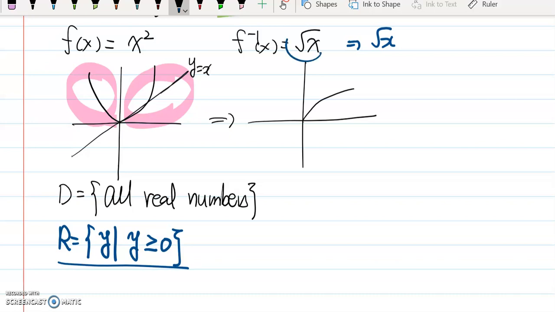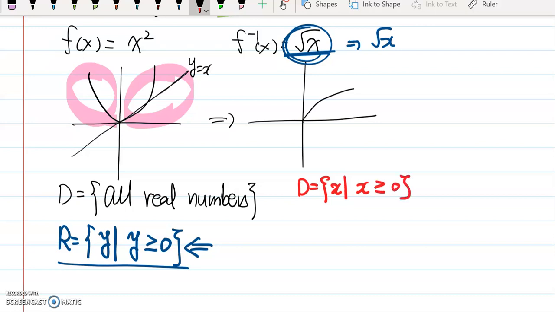Now, we said that this is the inverse function of the x squared function, right? Then for this one, the domain must be the range value of y equal to x squared, okay? So therefore, for this function, the domain becomes x must be bigger than or equal to 0. But the range becomes all real numbers. Okay? But anyway, we just focus on domain in this video.